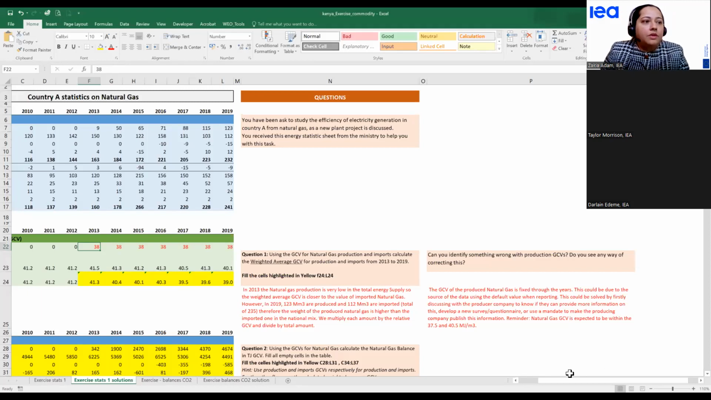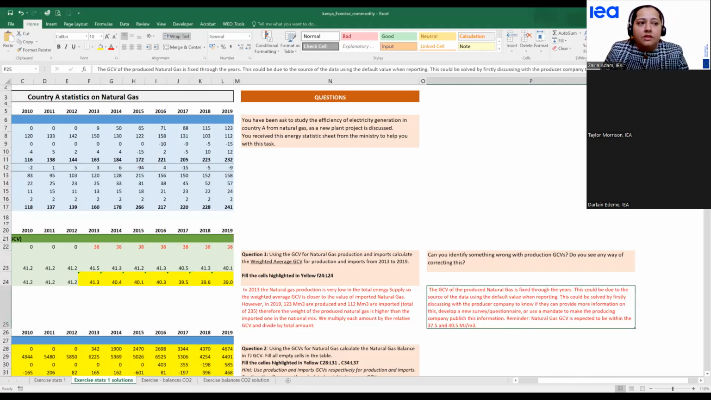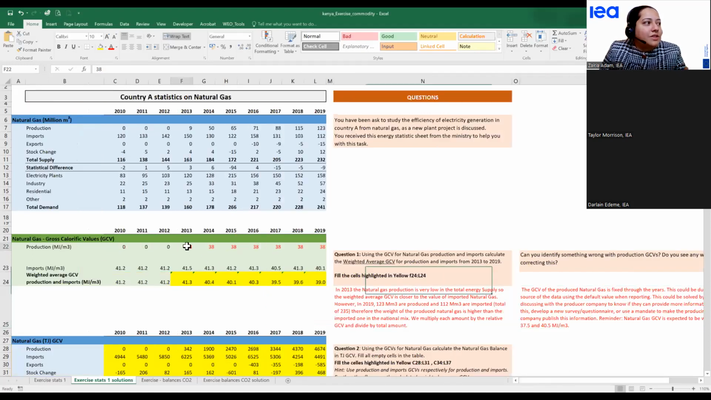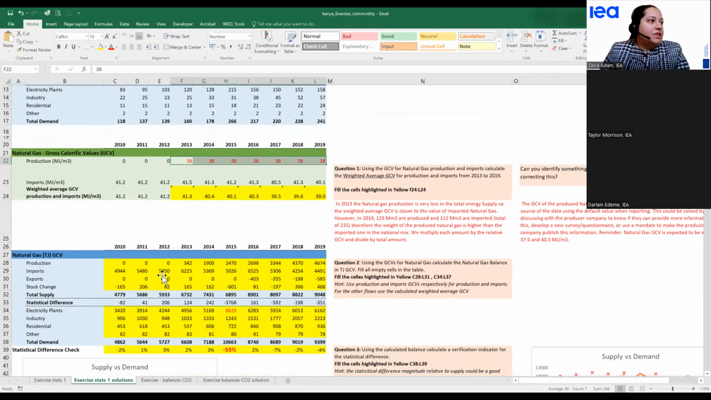So here, a very quick reminder for natural gas calorific value, it's expected to be within a certain range, between 37.5 and 40.5 megajoule per cubic meter. So the range is good, but we need to have updated calorific values every year. So that was question 1.